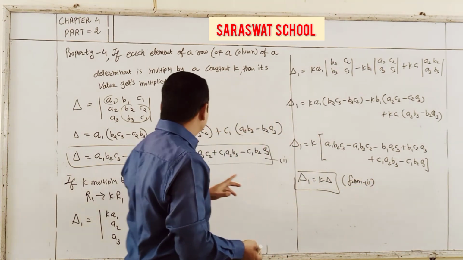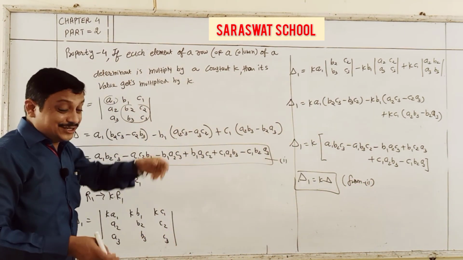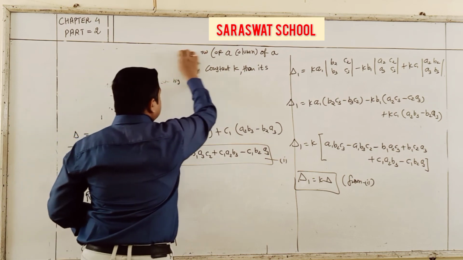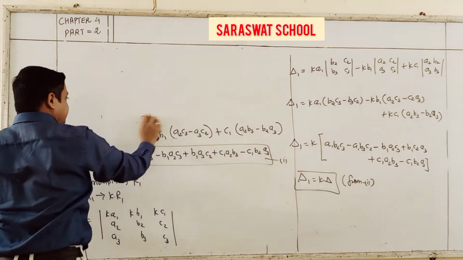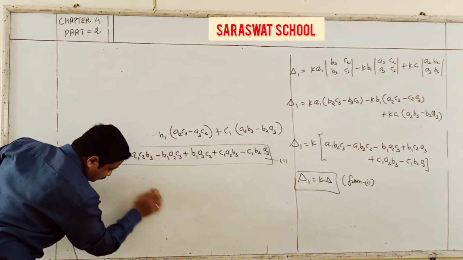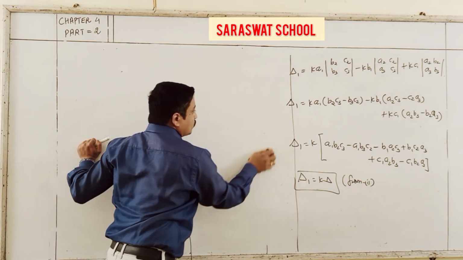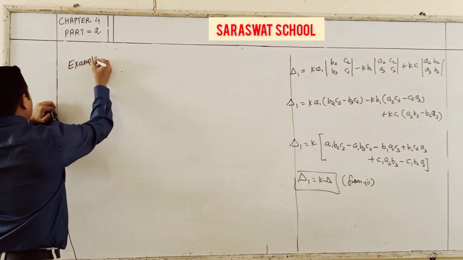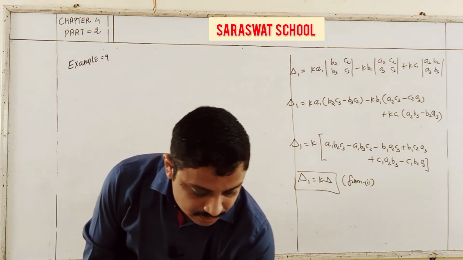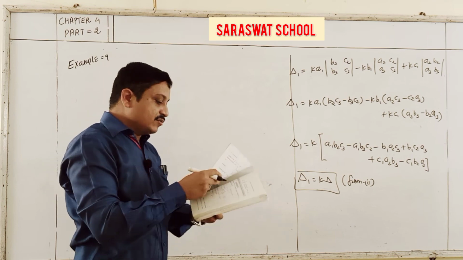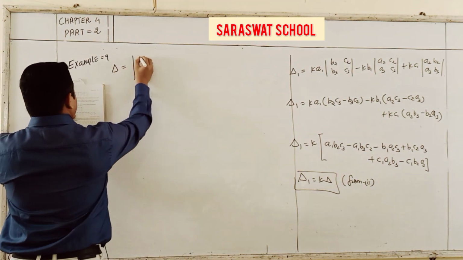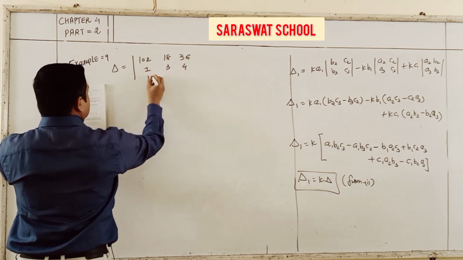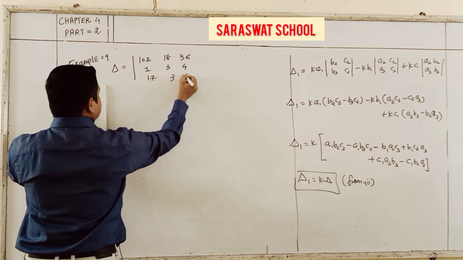That's why the proof is done. It is k times the new determinant's value. Now moving to example number 9. It's very easy. Evaluate the following determinant: 102 18 36, 1 3 4, and 17 3 6.